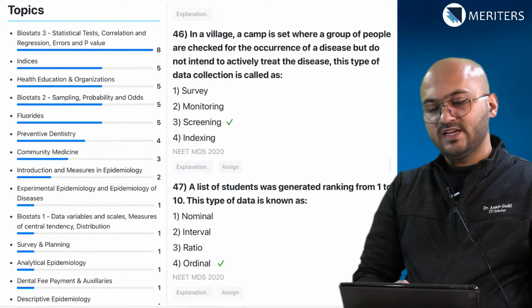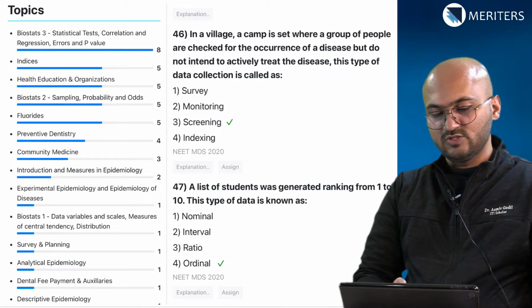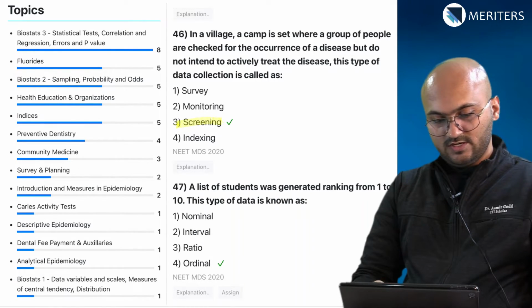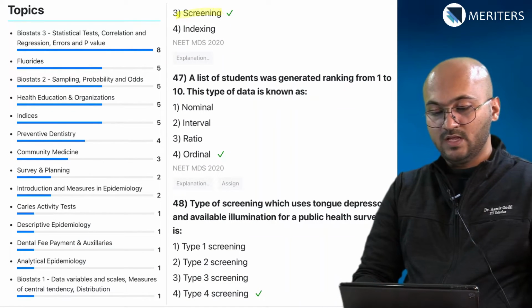In a village, a camp is set where a group of people are checked for occurrence of disease but do not intend to actively treat the disease. This is known as screening. So that goes to survey and planning. All questions on screening will be under survey and planning.